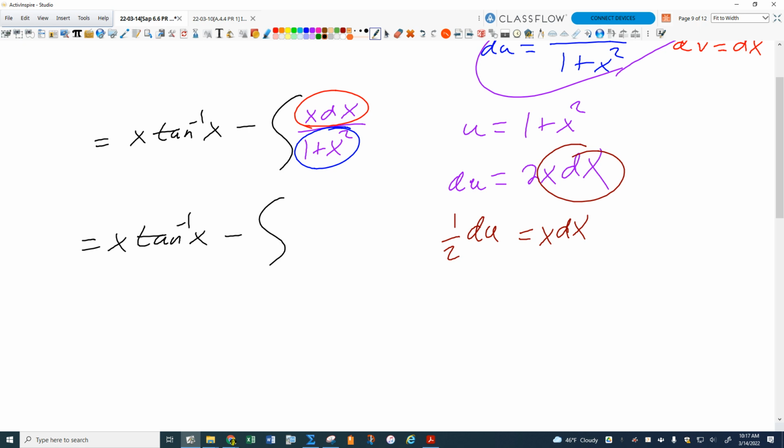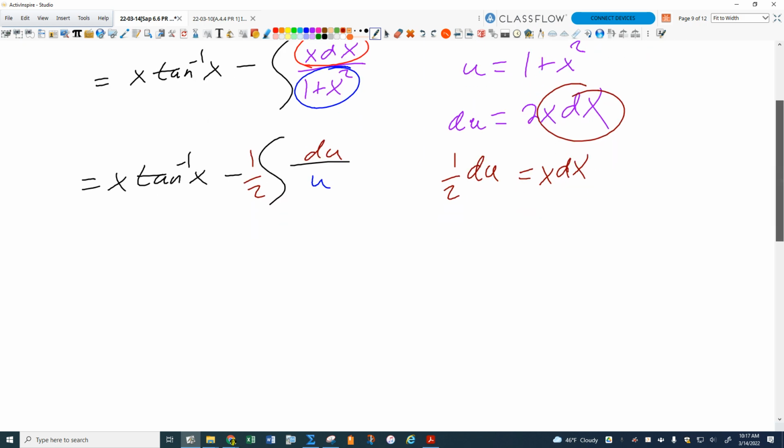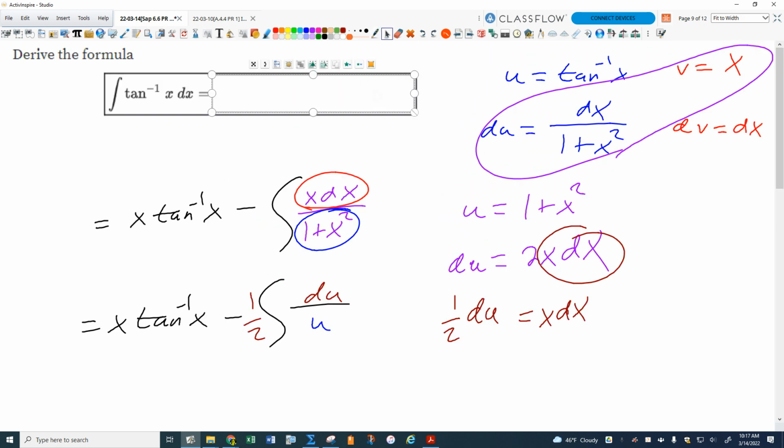I get the integral of my u's on the bottom, and there's my 1/2 du. Well, what's the integral of du over u? Natural log u. Yeah. So then we just get this. All right? When I reverse the substitution, okay? And I don't need absolute value bars because 1 plus x squared is always a positive value, right?